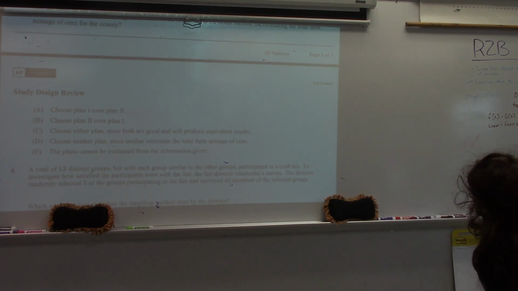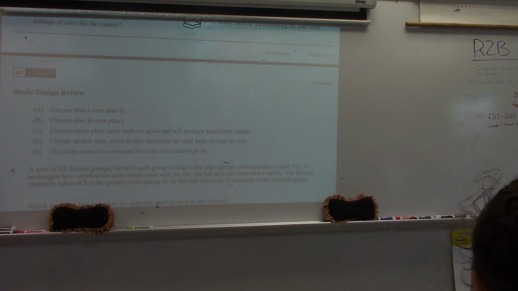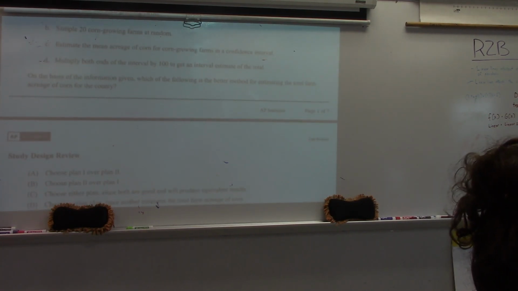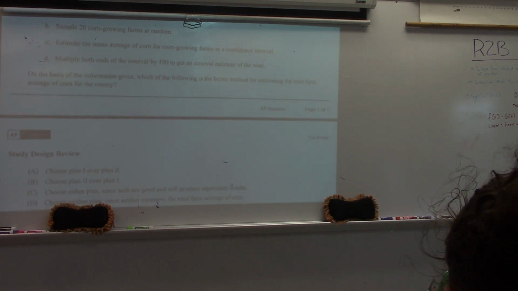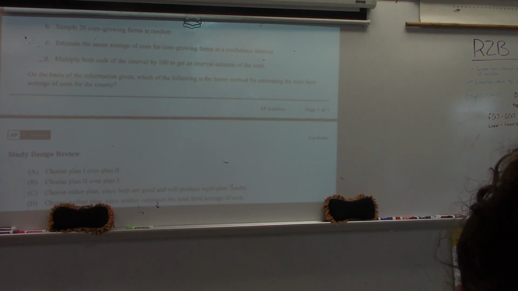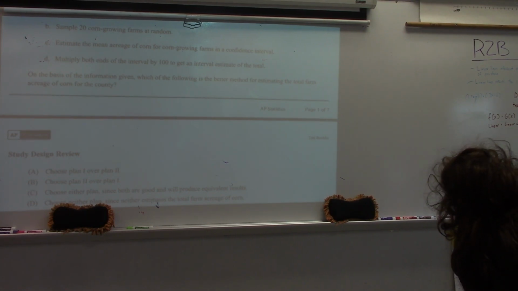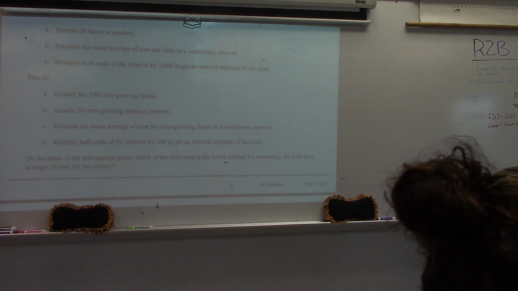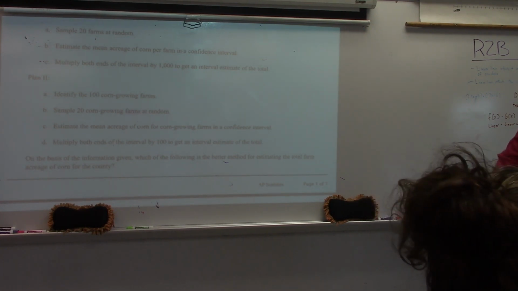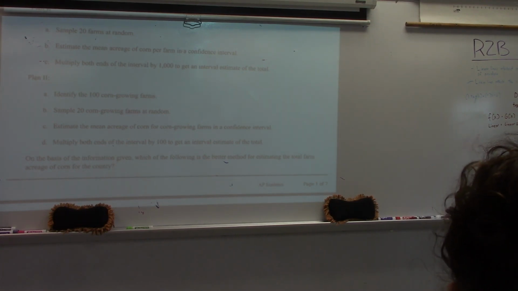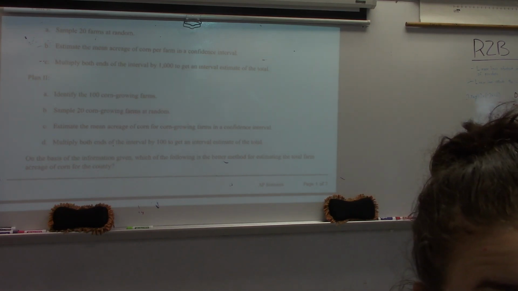So estimating the total farm acreage of corn for the county. So why are you thinking 2 instead of neither? Because Ashton was pretty confident that it would be neither. I don't know, I just, better than no plan at all. Plan 2 would work. Right, come on, I need some more reasoning, a little bit.